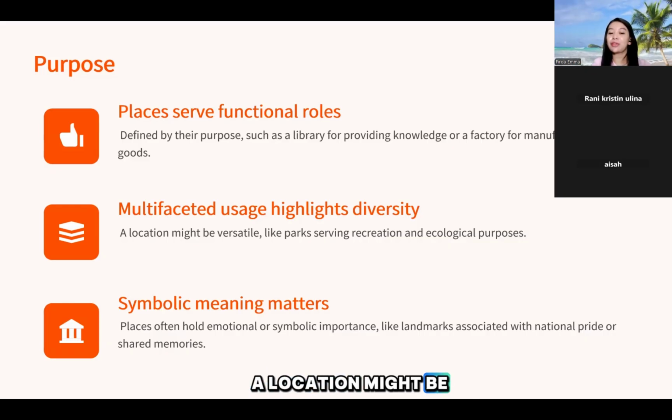A location might be versatile, like parks, serving recreation and ecological purposes. Maybe a swimming pool is also a location used for swimming. And symbolic meaning matters. Places often hold emotional or symbolic importance, like landmarks associated with national pride or shared memories. In Indonesia, we have Monas, Monumen Nasional, which is a symbol of Indonesia that holds emotional and symbolic importance.